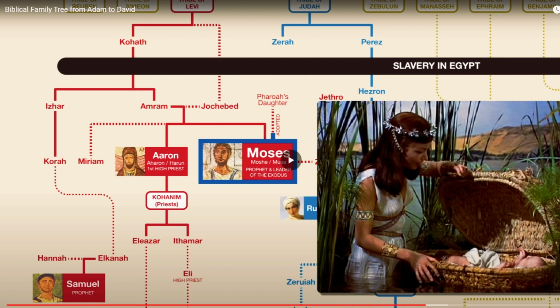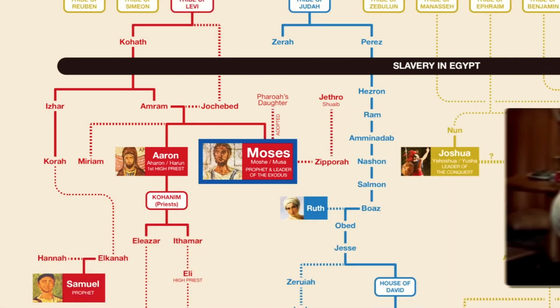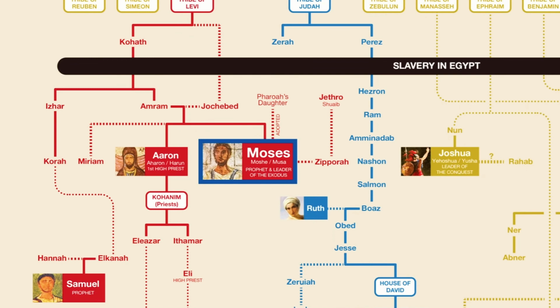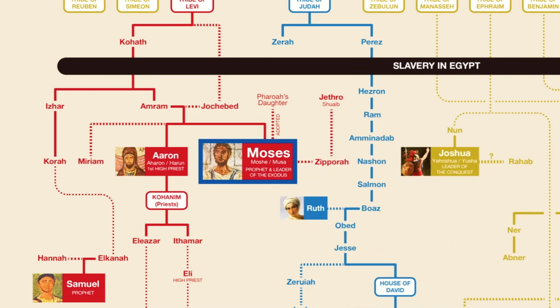She adopted him and raised him as her own. But as an adult, he sees an Egyptian beating an Israelite and kills the perpetrator. He then escapes to Midian to avoid punishment, where he meets Jethro and marries Jethro's daughter, Zipporah. It is in Midian that God appears to Moses in the form of a burning bush and tells him that he has to go lead his people out of Egypt and into the Promised Land, which was back where Abraham, Isaac, and Jacob had lived.